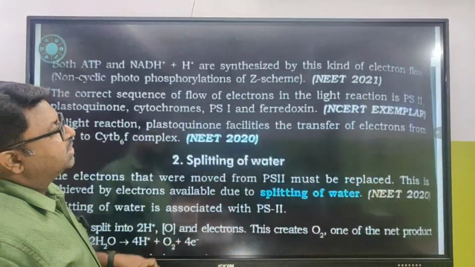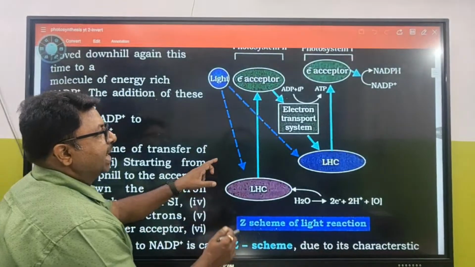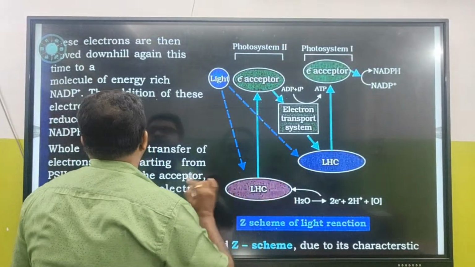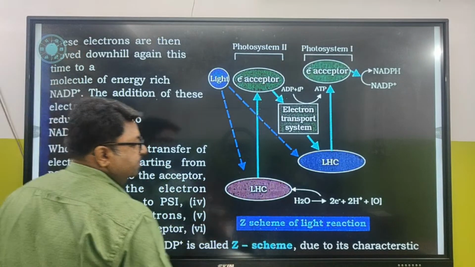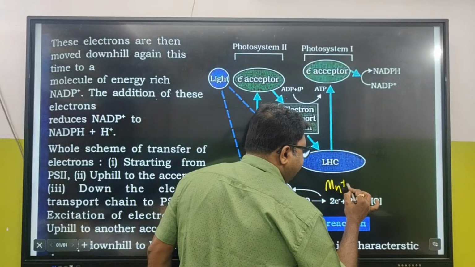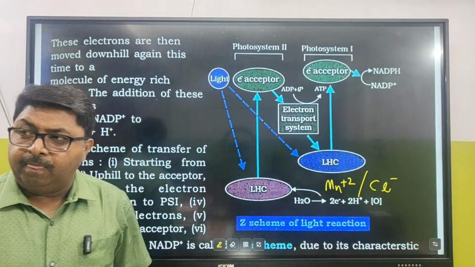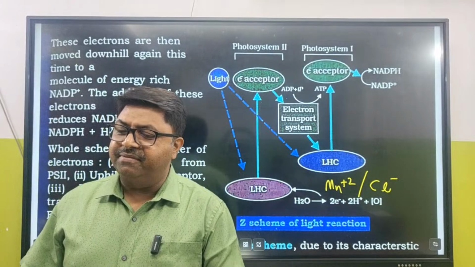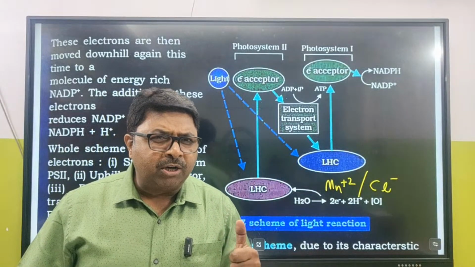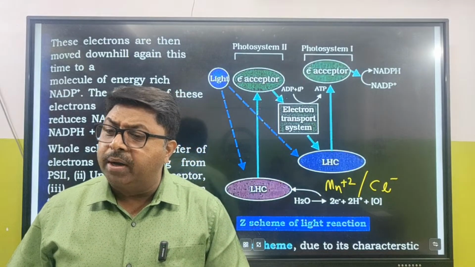And see, this one is non-cyclic. In non-cyclic, see what happened. This is PS2, water is split, in the presence of what? Mind you one thing, very very important, Mn+2 and Cl minus. Water splits. Photolysis of water happens in the presence of Mn+2, manganese, and chloride ion.